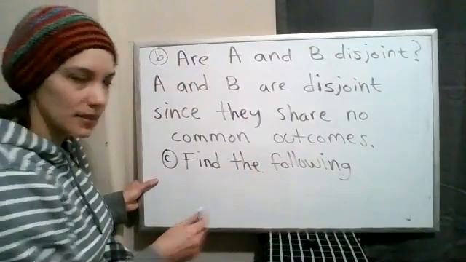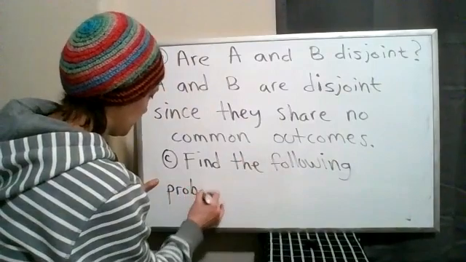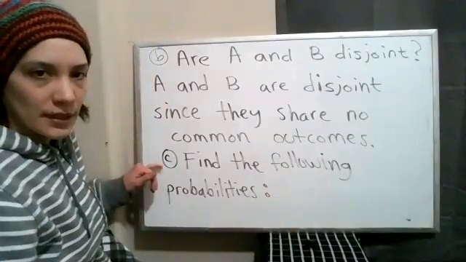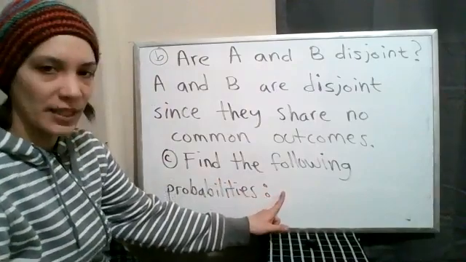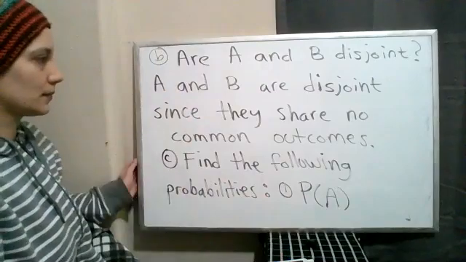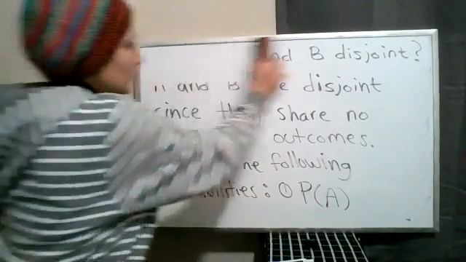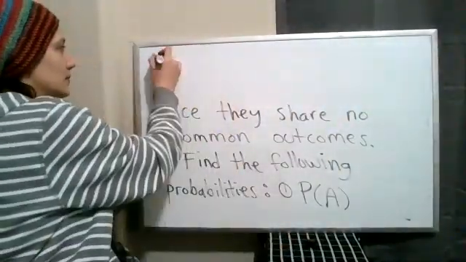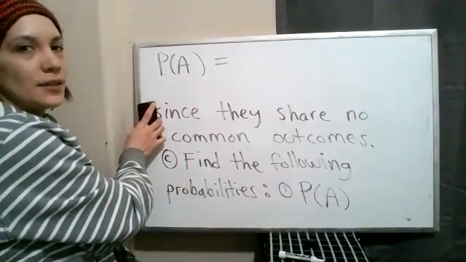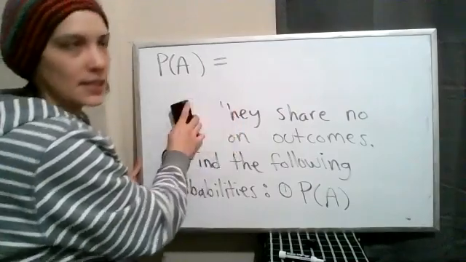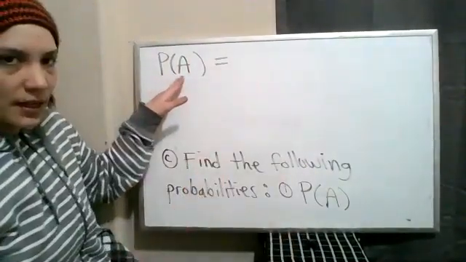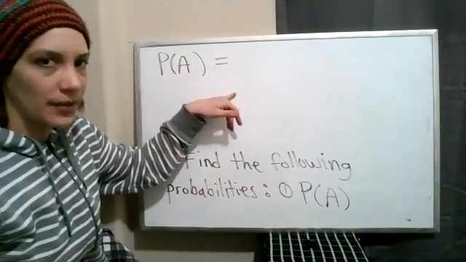Okay, find the following probabilities. So this is part C, number 1. We find the probability of A. So those sets are disjoint. Another way to say this was the intersection is empty. So for this probability of A, we need the number of outcomes in A divided by the number of outcomes in S.